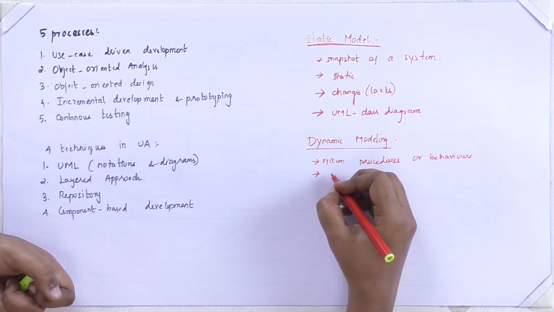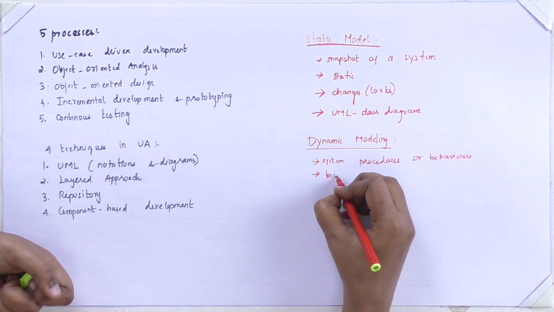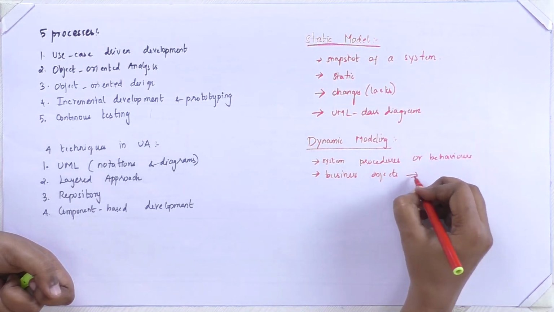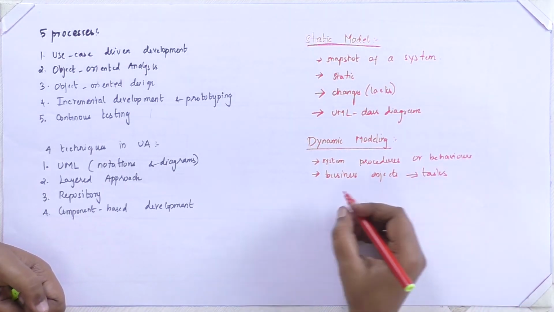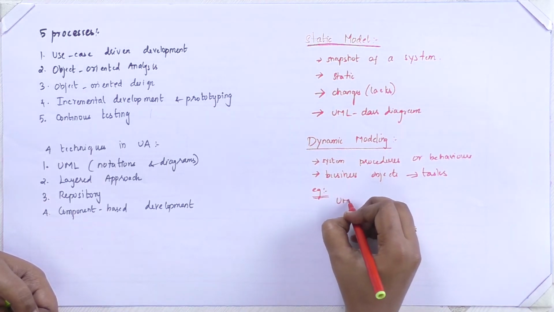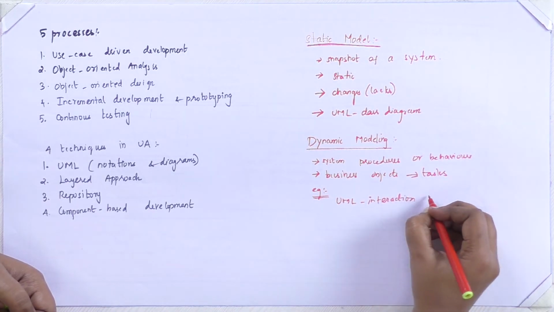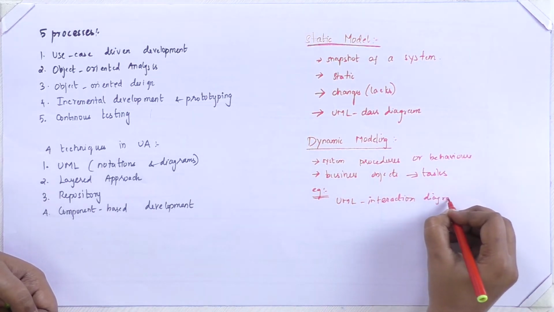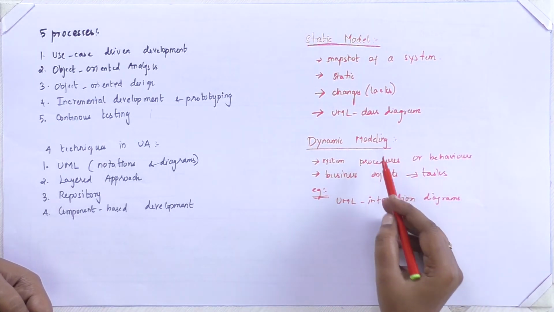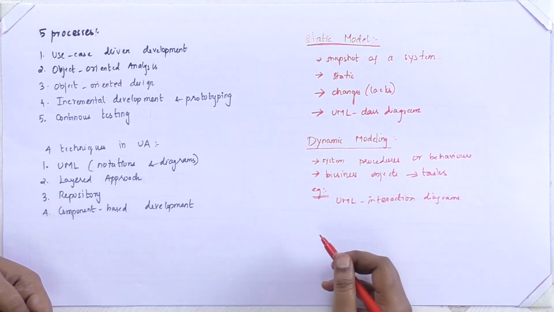The next is, it shows the relationship between business objects and the tasks these objects are going to perform. The example for this is the UML interaction diagram. A UML interaction diagram says how the business objects interact with each other and how these interactions change over time. So the interaction diagram is the example for a dynamic model, whereas the class diagram is the example for static modeling.